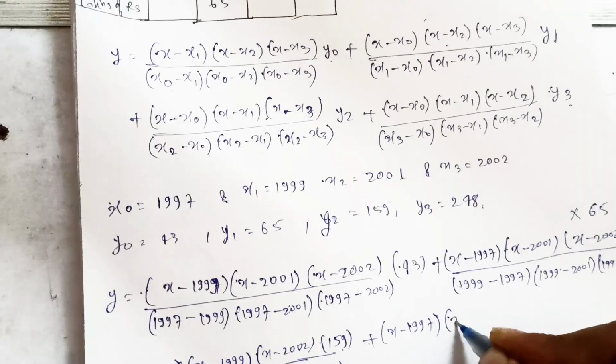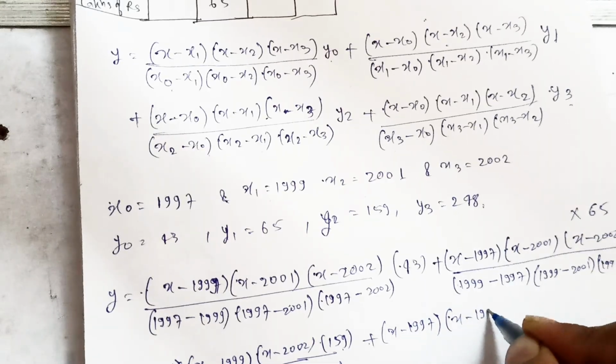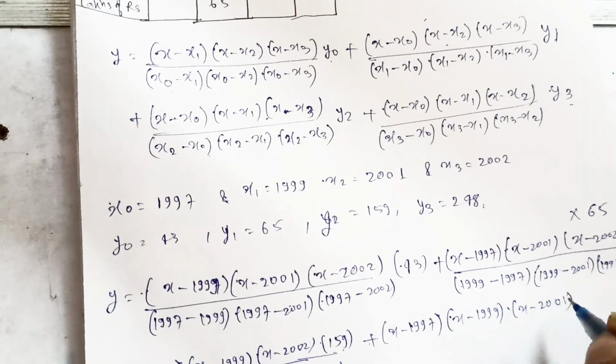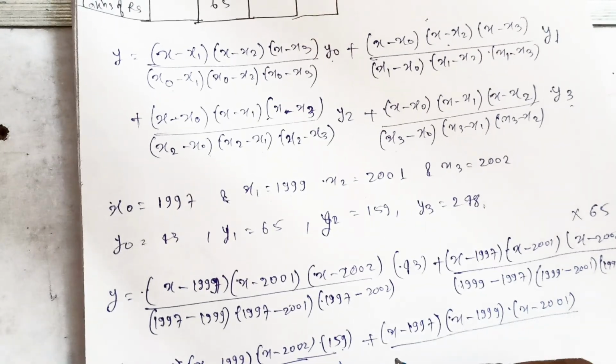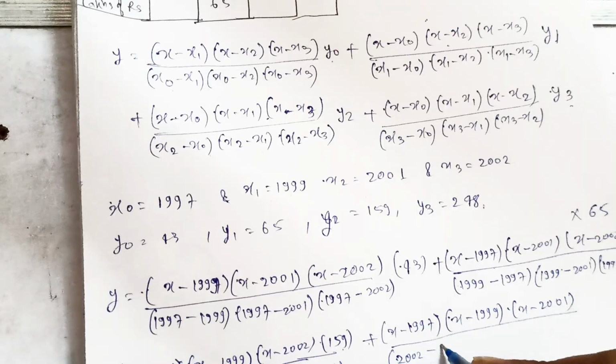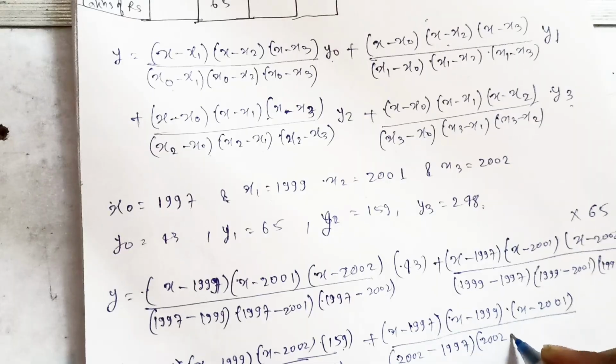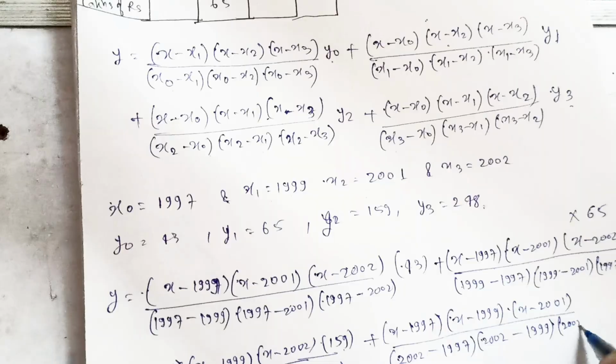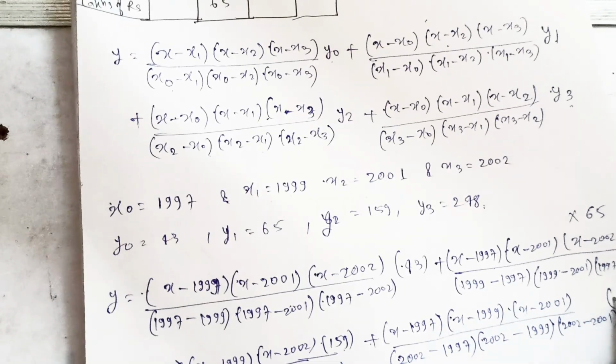Then the next term is x minus 1997, x minus 1999, and x minus 2001. In the denominator we use x3, which is 2002, minus 1997, then 2002 minus 1999, and 2002 minus 2001, and then we multiply it with y3, which is 248.